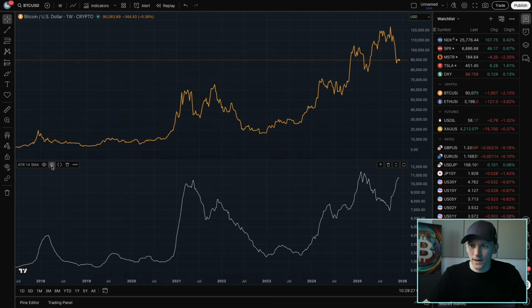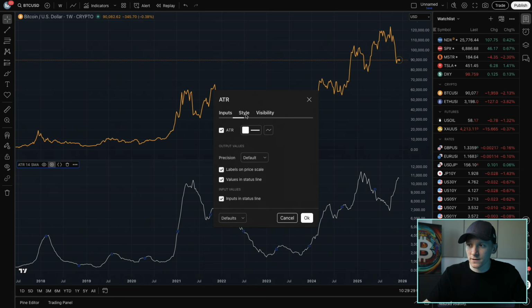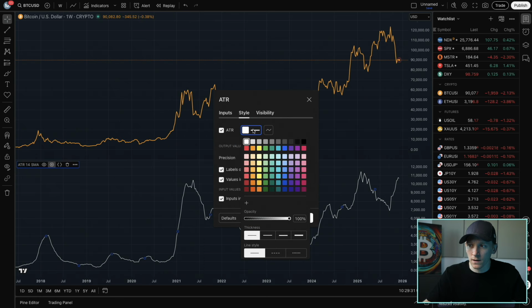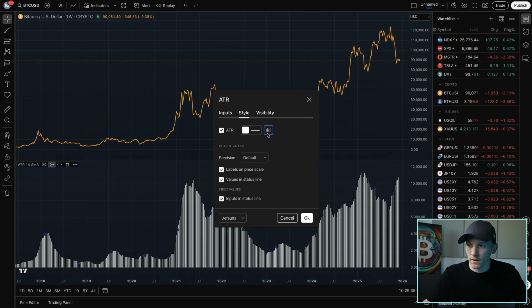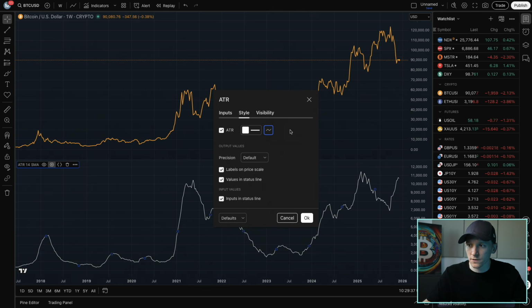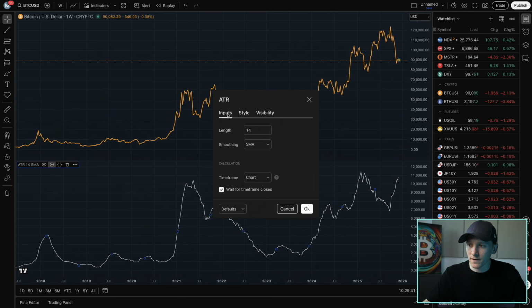On the left-hand side, we can click settings here, and you can change the style if you want. So just change the color and the way that the line is actually given. You can change it into a histogram. It's the same data, right? So you can just choose exactly how you want to see it there. And we'll get onto the inputs in a second.